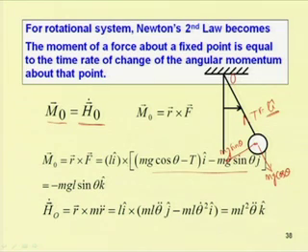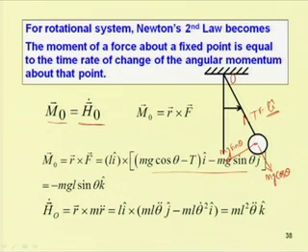As we have this cross product, i cross i becomes 0. So we will have i cross j, which is represented by k, so i cross j equals k. This becomes minus mg L sin theta k. So M0 becomes minus mg L sin theta k. Now you can find H0.